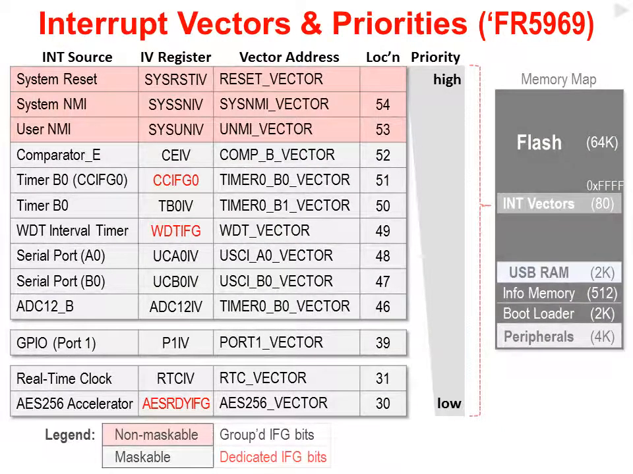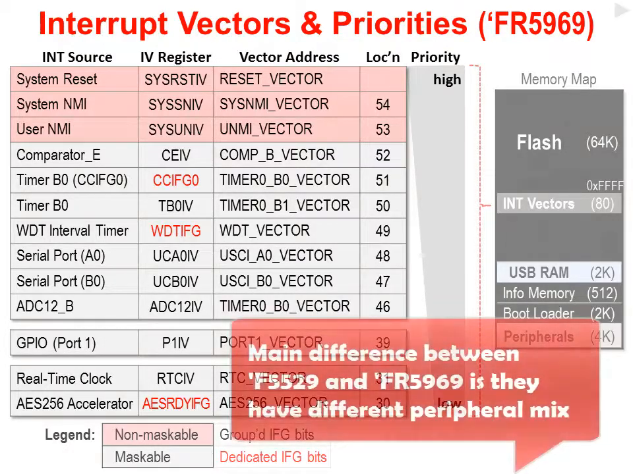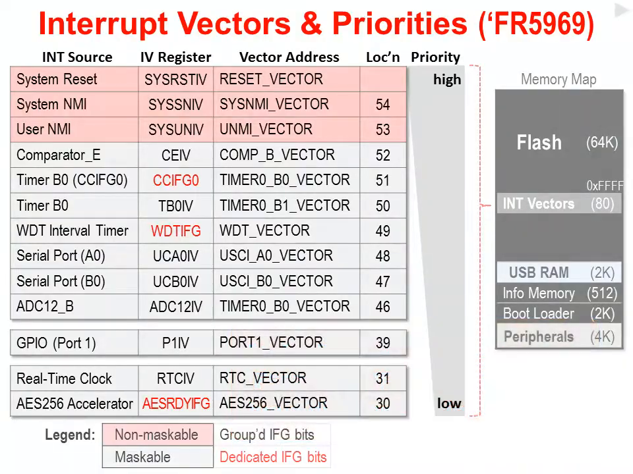Here's a quick look at the table showing the MSP430 FR5969 interrupt vectors and priorities. Notice how similar it is to the F5529. The main differences stem from the fact that the two devices have a slightly different mix of peripherals.